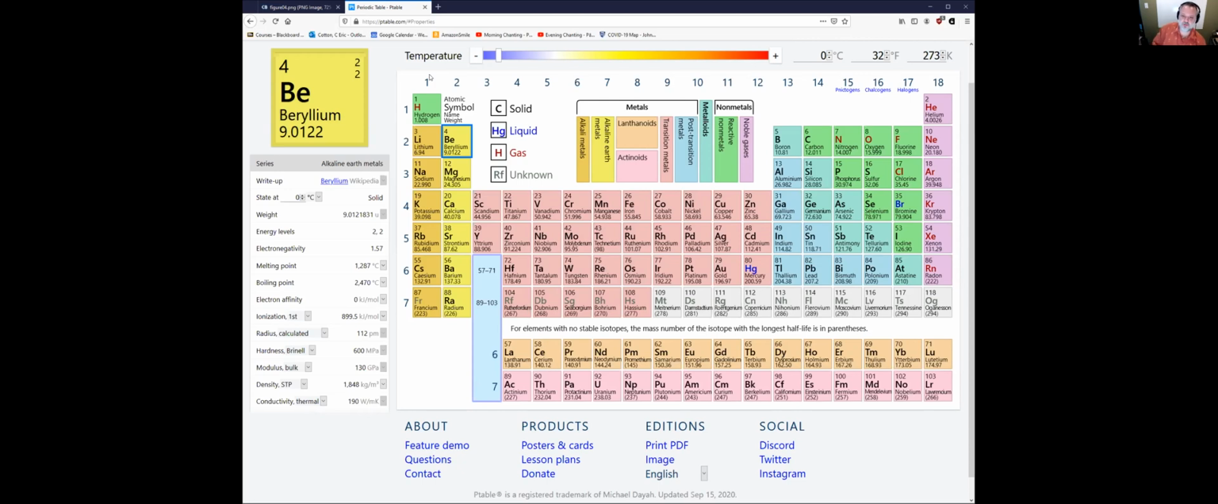You should know number 47, which is Ag, that's silver. You should know number 48. That's Cd, that's cadmium. You should know 79. That's Au, that's gold. You should know number 80. That's Hg, mercury.